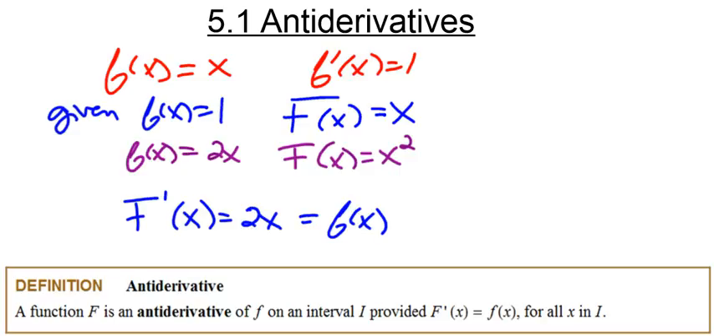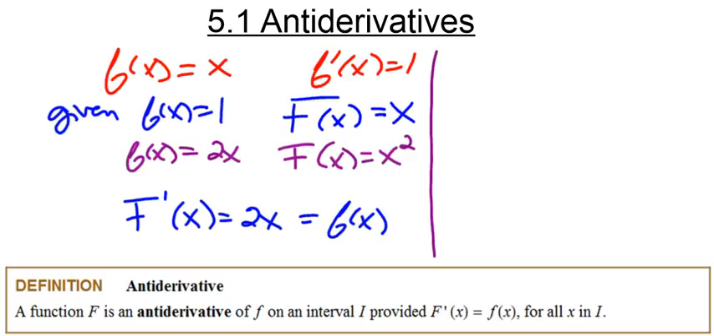That's the key concept in the definition of the antiderivative: the function capital F is the antiderivative of function f on an interval, provided that the derivative of the antiderivative gets you back to the original function. So it's just going backwards and then checking your work by taking the derivative. I'm going to get a little ahead of myself here.